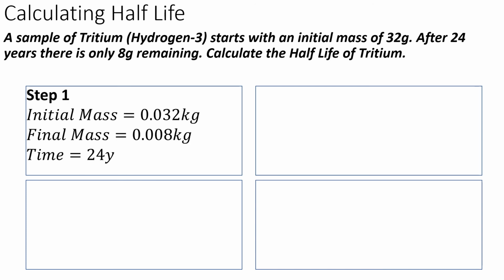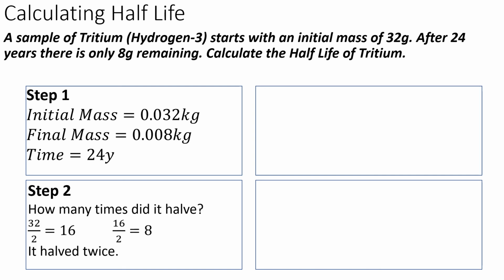So we write down what we know. The initial mass is 0.032 kilograms. The final mass is 0.008 kilograms. And the time is 24 years. So what we need to do with this is to find out how many times you've had to halve the 0.032. So how many times do you have to halve 32 grams before you'll get to 8?